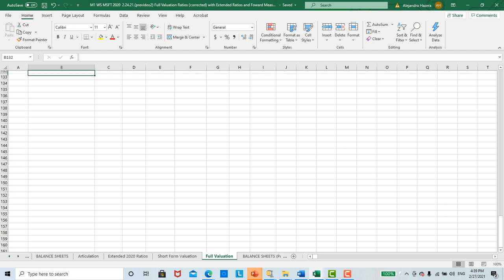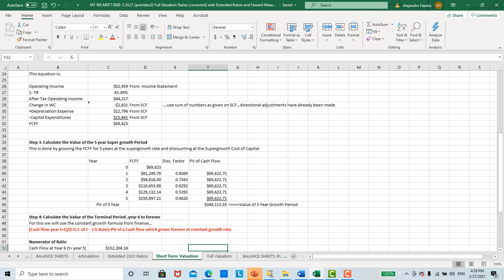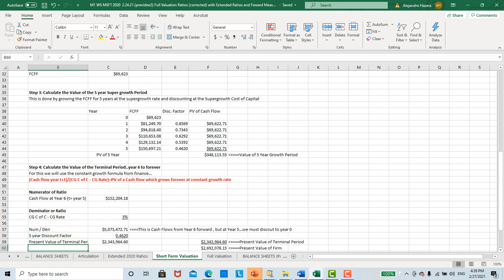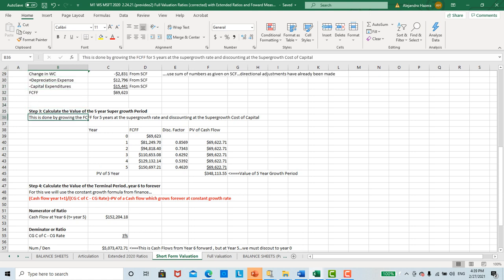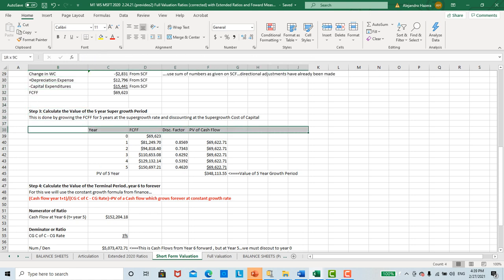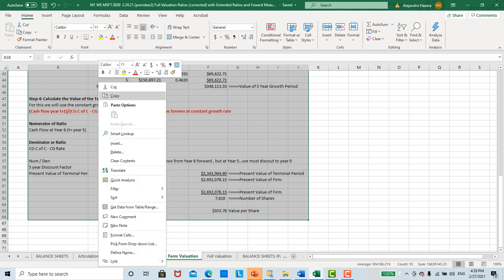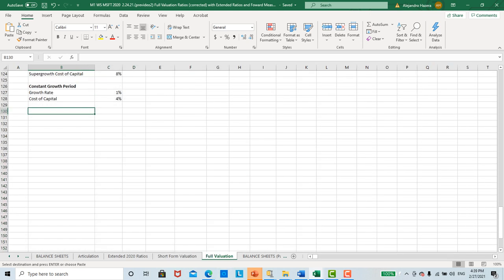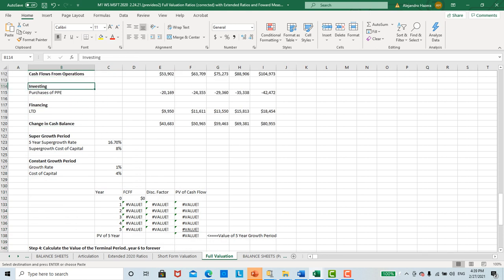Then I am going to take the final part of my short form valuation, copy it over, and fill in a few numbers. Since some of the things are already linked, it should make it easy. So I'll bring it over to my valuation here. Let's put it right about there. It doesn't really matter.